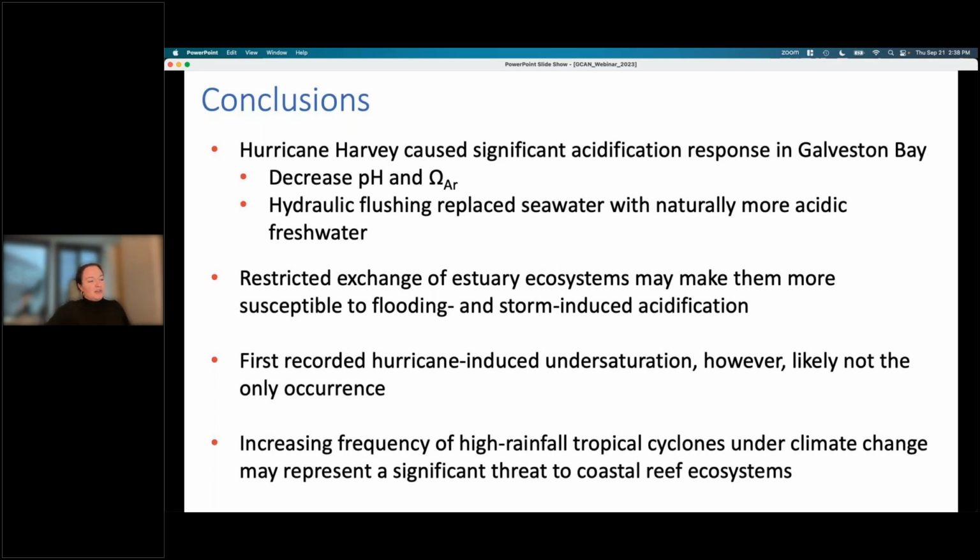Increasing frequency of high rainfall tropical cyclones under climate change may thus represent a significant threat to the coastal reef ecosystems around the world and a potential impact on the carbonate system and ocean and coastal acidification process.